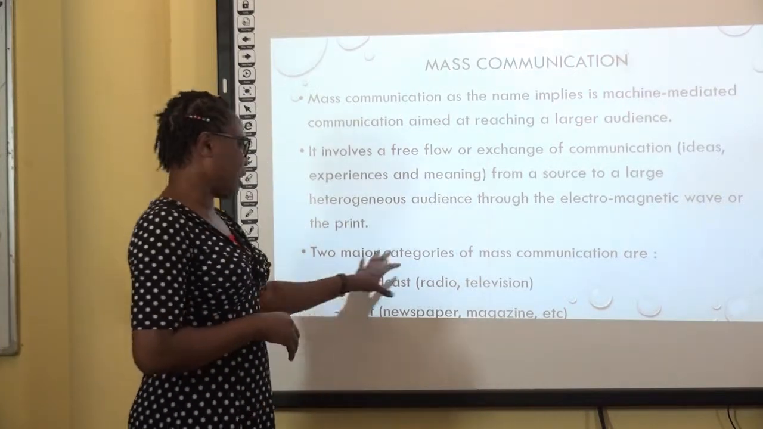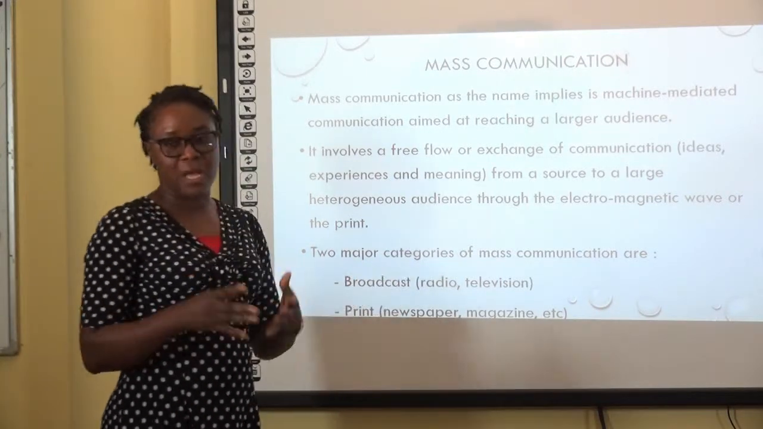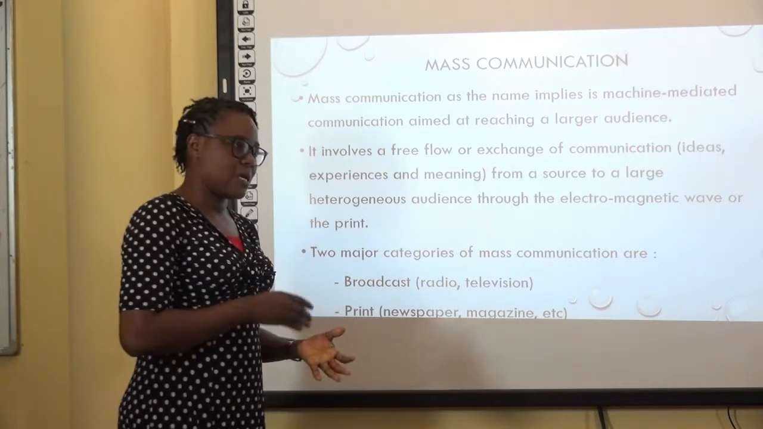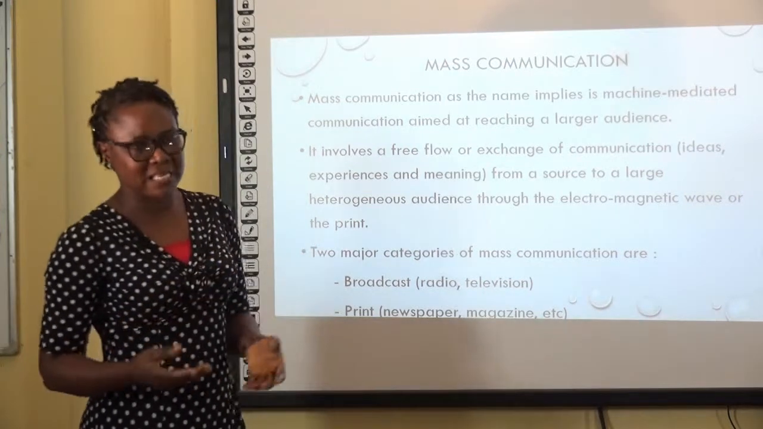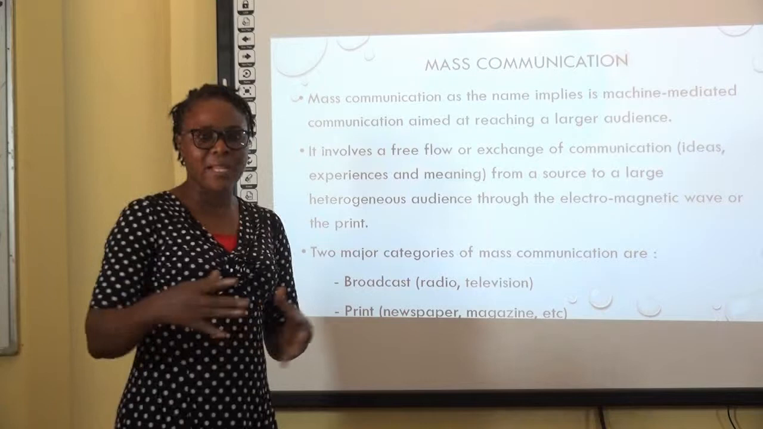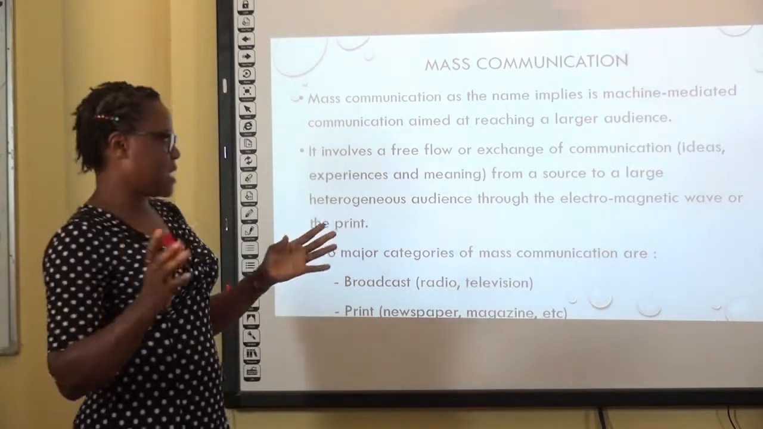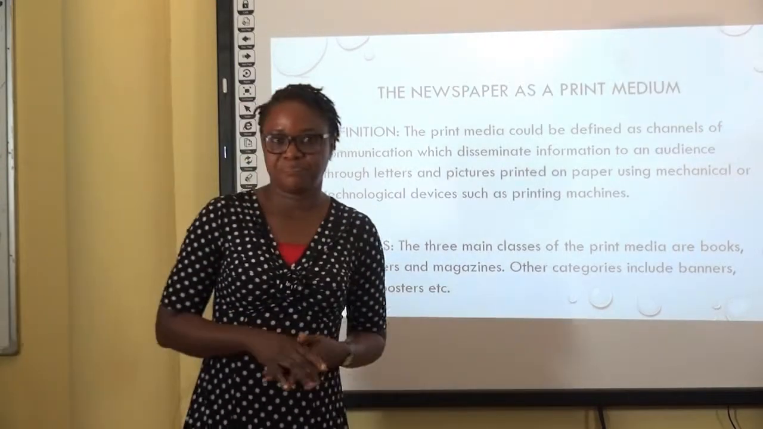So there are 2 major categories of mass communication. We have the broadcast. Under broadcast, you have the radio, you have the television, then you have the print, under which we have newspaper, we have magazine, we have books, we have other smaller versions. We have the leaflets, we have pamphlets, we have banners, and so on and so on. Now, the newspaper as a print medium.